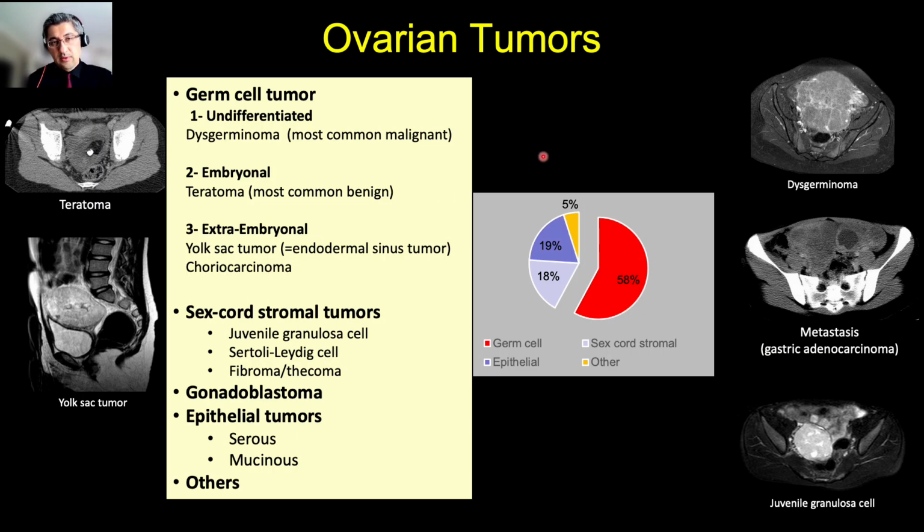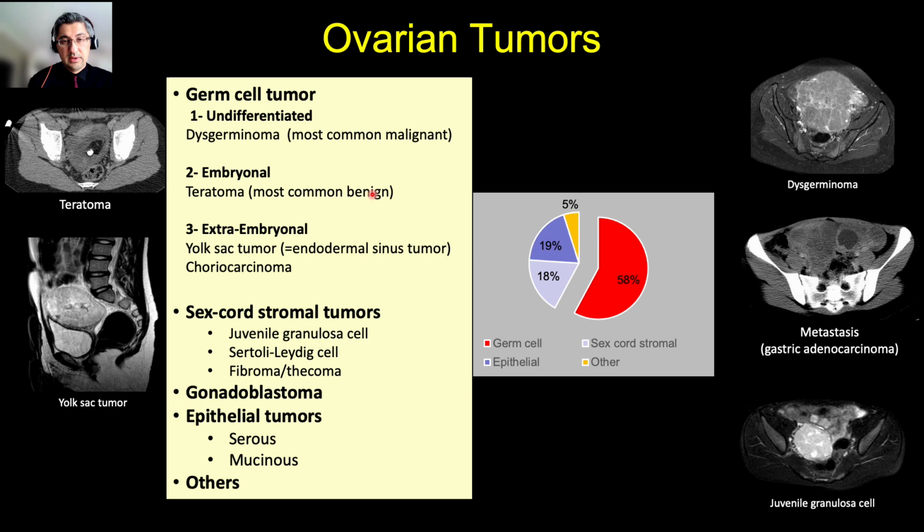So the topic of this talk is not ovarian tumors, but I just want to give you an idea about pediatric ovarian tumors. It's a little bit different than the adult tumors. In adults, the most common are serous tumors and epithelial tumors, like serous and mucinous epithelial tumors in this category. But in children, we have the germ cell tumors. Most common is germ cell tumor, and undifferentiated germ cell tumor is called dysgerminoma. That's the most common malignant. For the embryonal germ cell tumors, teratoma is the most common benign tumor.